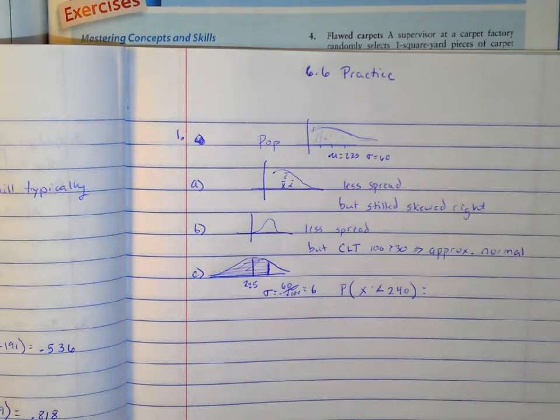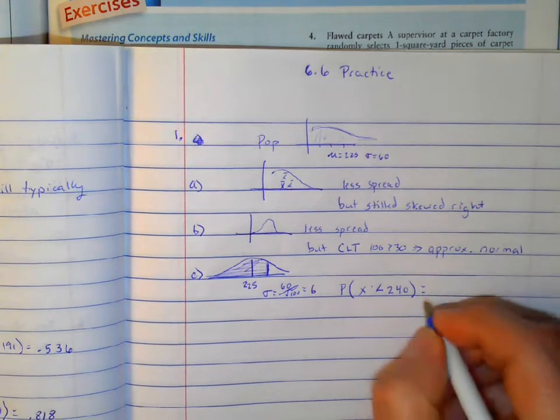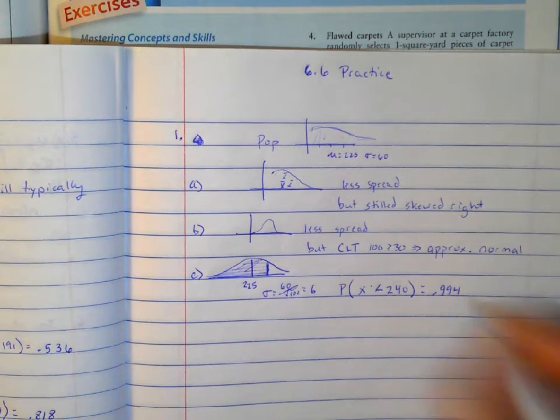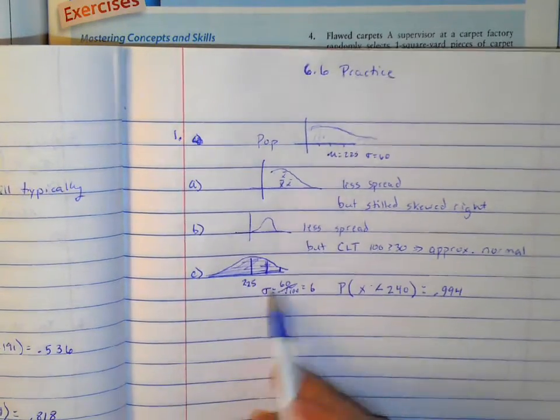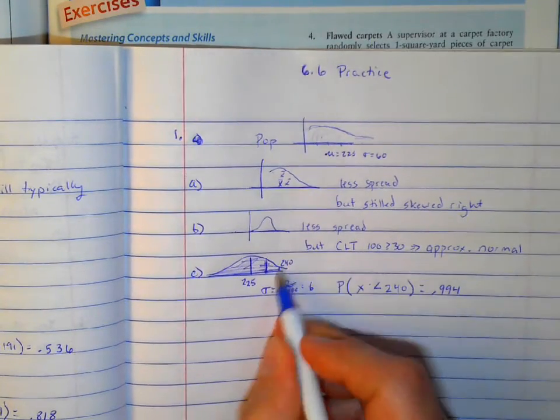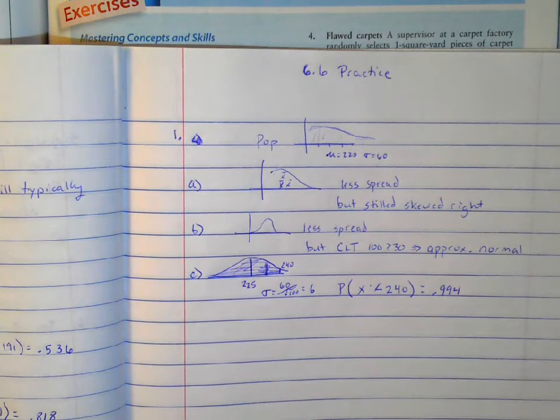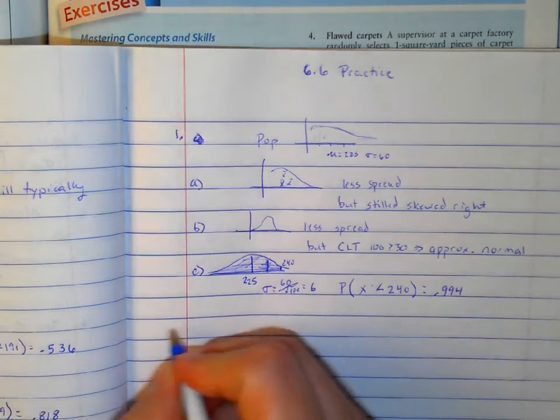We've been doing this on Desmos quite a bit. I'm not going to show it to you again, but if you have questions, ask me. But the answer is 0.994. So this should actually be way up here. So 240 seconds or less will happen 99.4% of the time. Okay, question number 2.